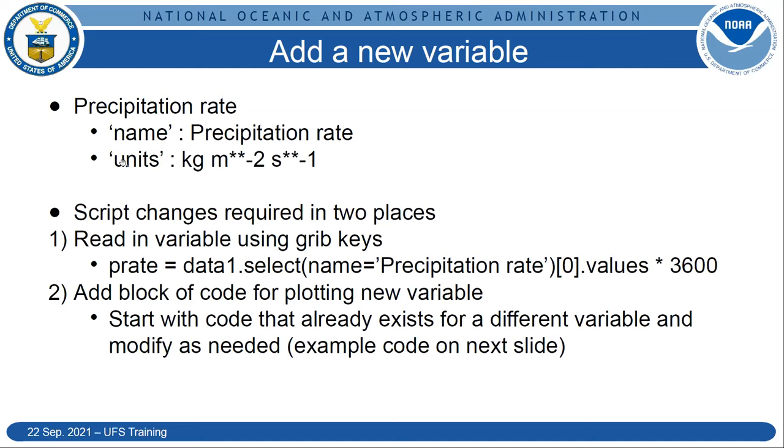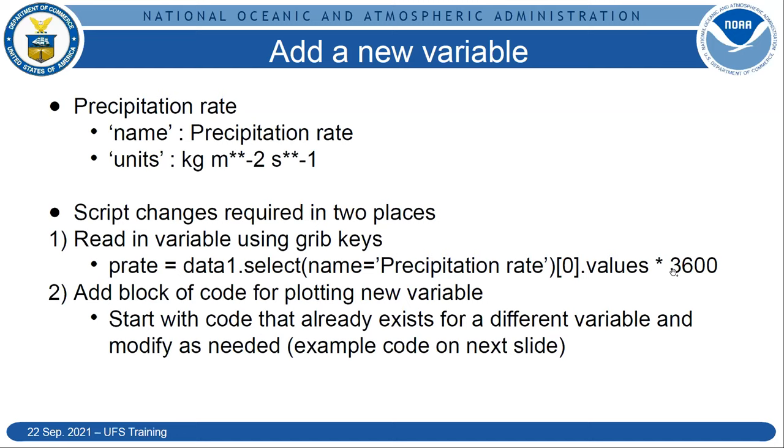And then for the units, I also wanted to look at those because I wanted to convert precipitation rate from kilograms per square meter per second into millimeters per hour, which is a more recognizable unit. So I multiplied by 3600 here to do that conversion.